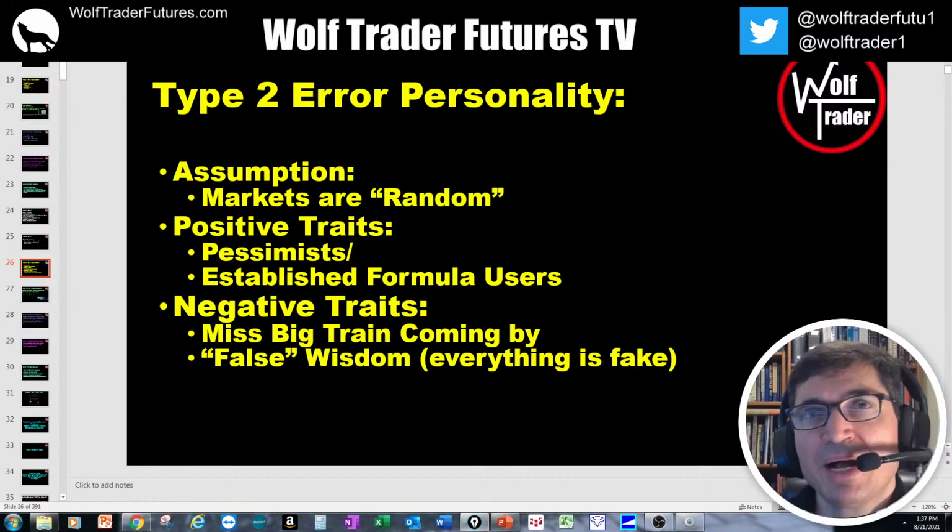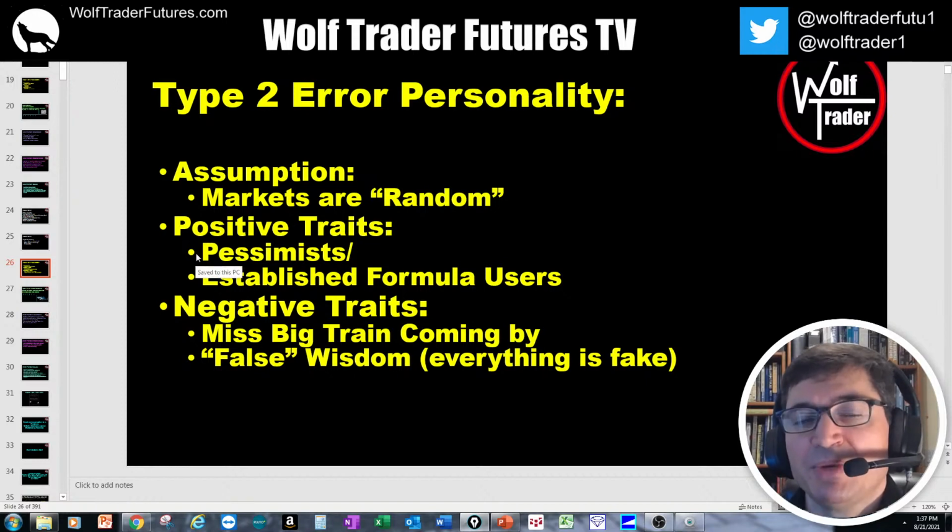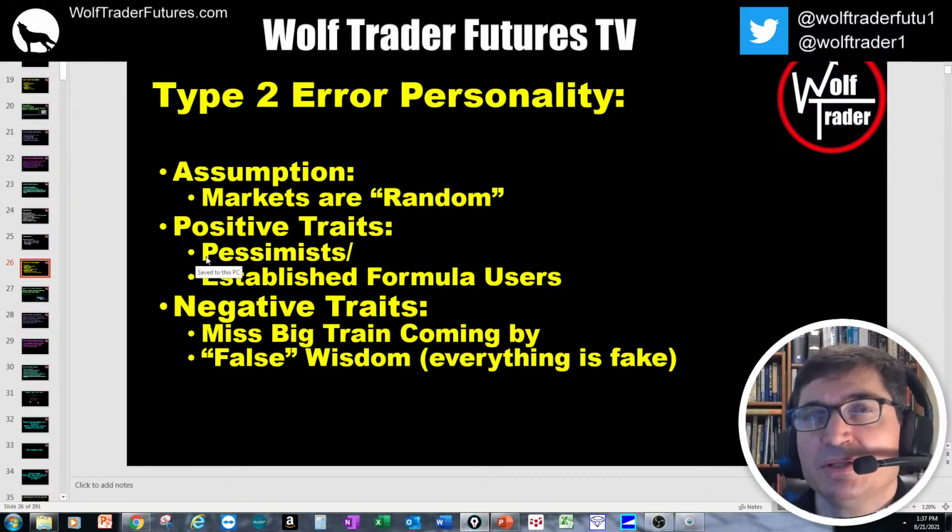Now, the positive traits of these people, I'm going to put this as a positive, is they're pessimistic people. They're skeptics. They're like, there's no meaning to any of this. Markets are random. It's all nonsense. I've been in the business for 50 years. I've never seen a system that works. You just got to play the odds.